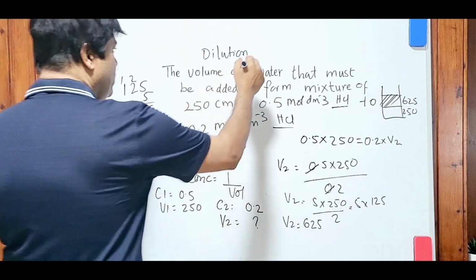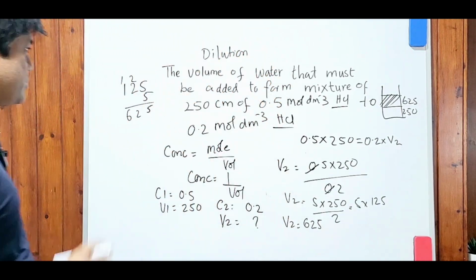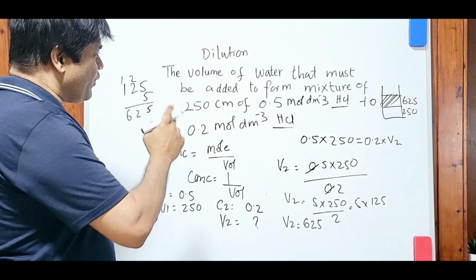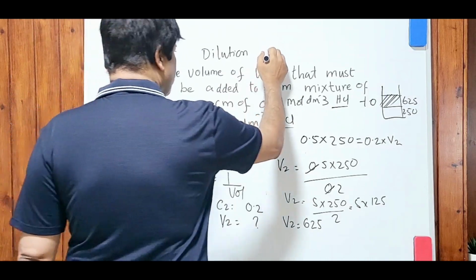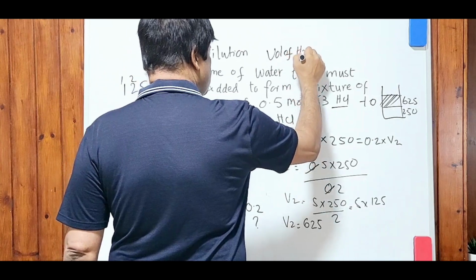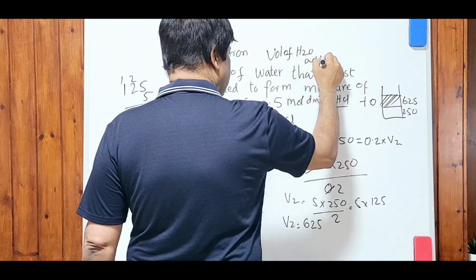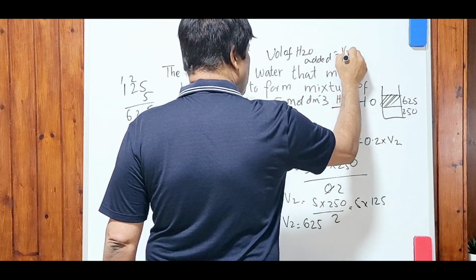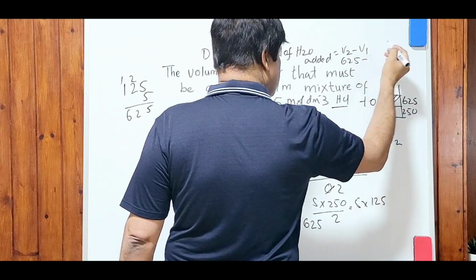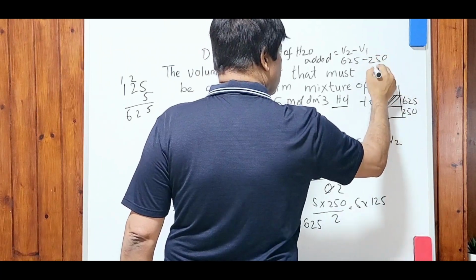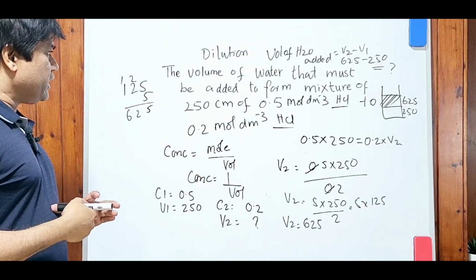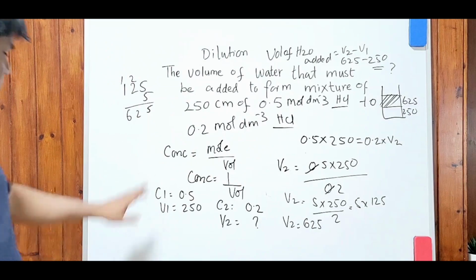Now please focus on this question. I've seen this question in the past paper of AQA and OCR. So volume of H2O added equals V2 minus V1. 625 minus 250. So work it out. How much is that? And I think it's easy. You can use your calculator and work it out.